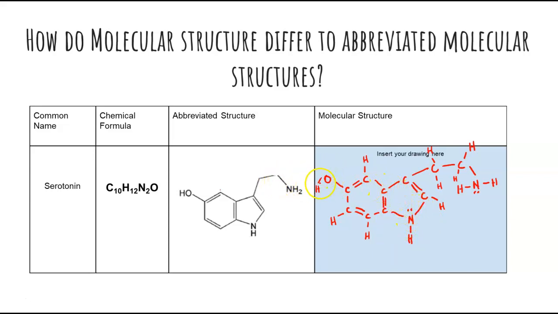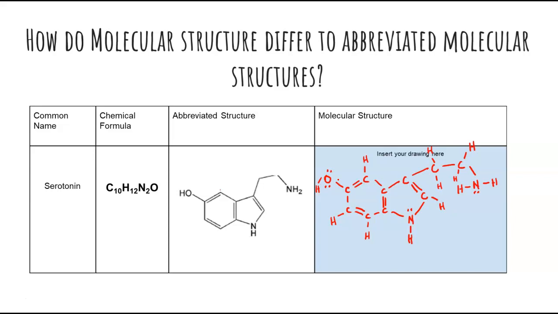And for this oxygen right here in the corner, oxygen, if you remember, has 6 valence electrons. That means it has 2 sets of lone pairs and 2 bonding sites. So I'm going to go ahead and draw those. All right, so there is my molecular structure of what it would look like with the lone pairs.